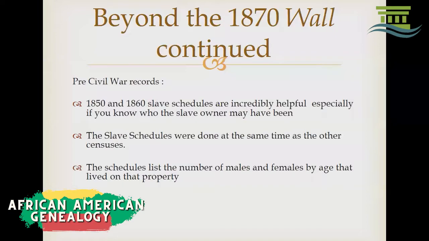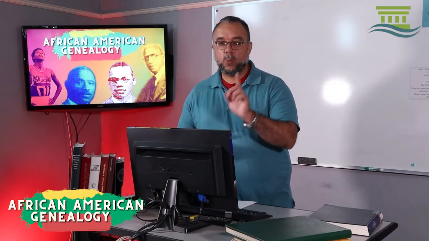The slave schedules were done at the same time as the other types of censuses. So it's not just your traditional census of who lived where, who was in that household. There was a farming schedule. There was a manufacturing schedule. So there's a sea of schedules and censuses that were done all at the same time, 1850, 1860, 70, and 80. One little hurdle, because we're talking about censuses really quickly, the 1890 census sadly was burnt in a fire in 1921, so that census is gone.